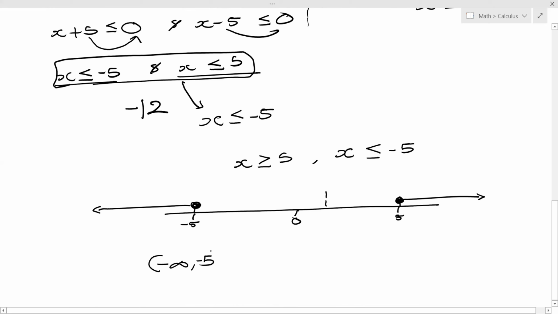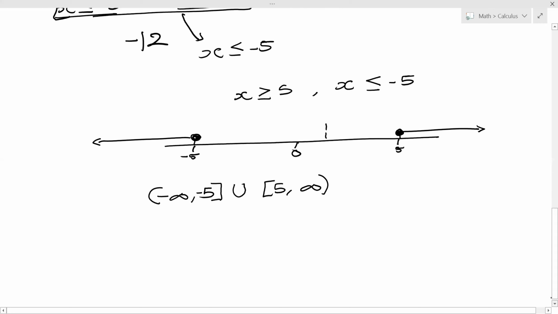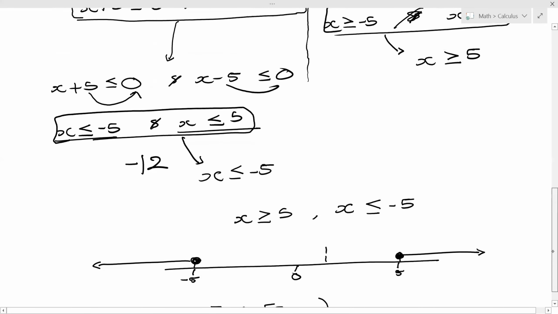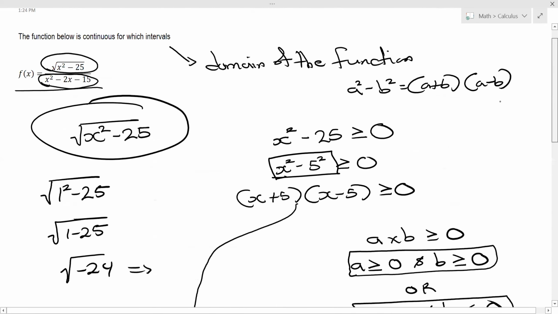All right, and then if you want to use the interval notation, you have from negative infinity to -5, which is included, union 5 to infinity. You don't have to put a square bracket for infinity. It's not necessary because infinity doesn't have an end, so you can't really include it. All right, so let's go to the second one.